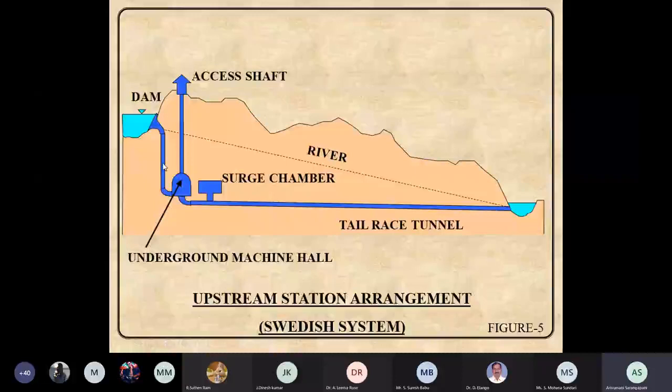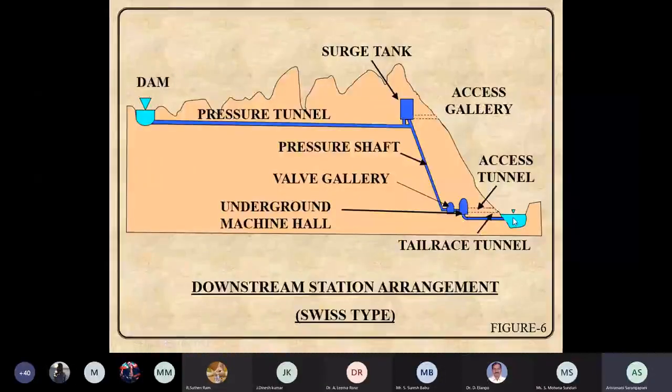From here it comes. The power is generated in this powerhouse area, and here the tail race is much longer. Since the tail race tunnel is longer, I am providing a surge tank here to remove the surge, and then I throw my water back to the river. This is one type. In this type you can see the tunnel is long and the tail race is short.